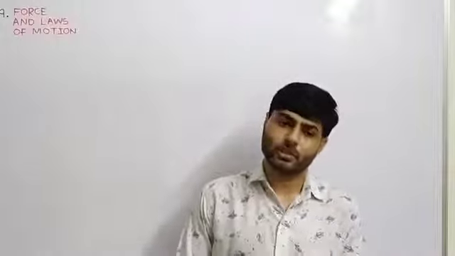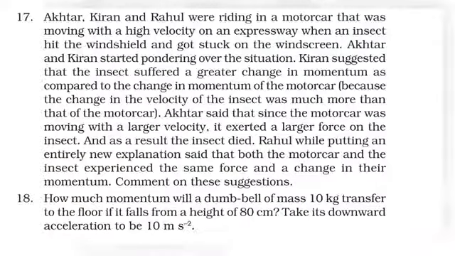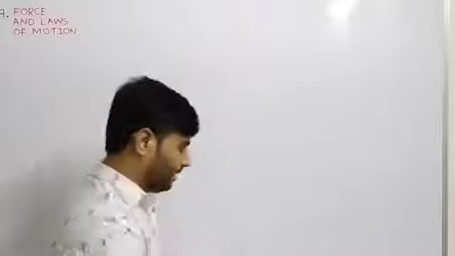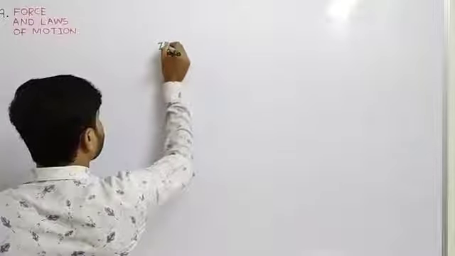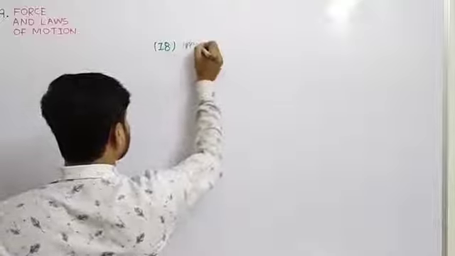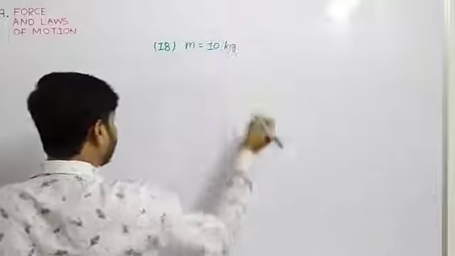Let's take question number 18. How much momentum will a dumbbell of mass 10 kg transfer to the floor if it falls from a height of 80 centimeter? Take its downward acceleration to be 10 meter per second squared. So we have one dumbbell. Let's write the given data. Question number 18: dumbbell of mass 10 kg.